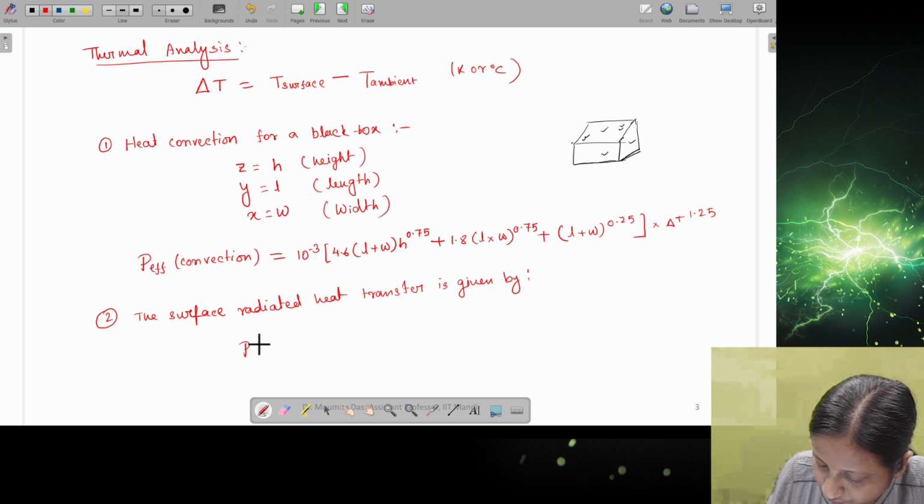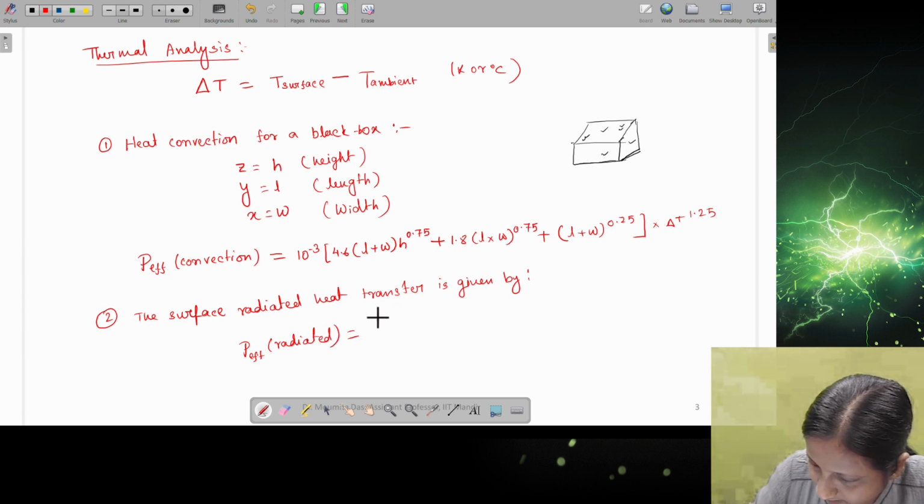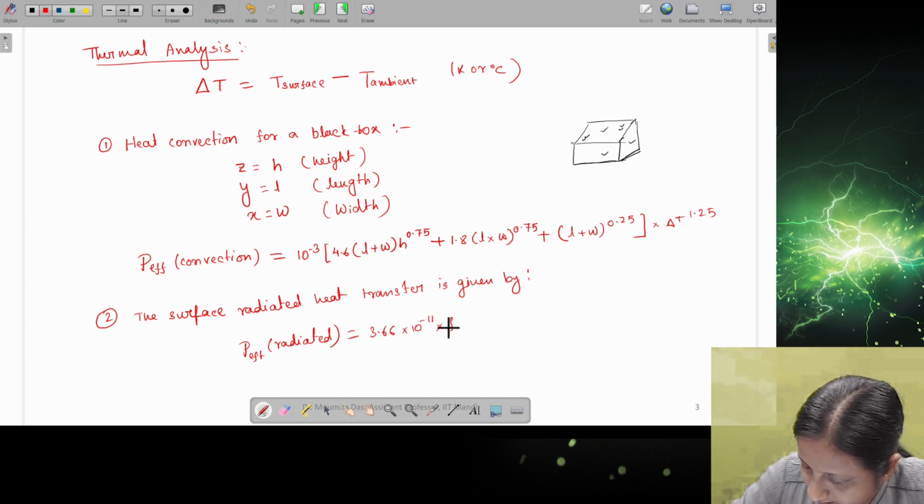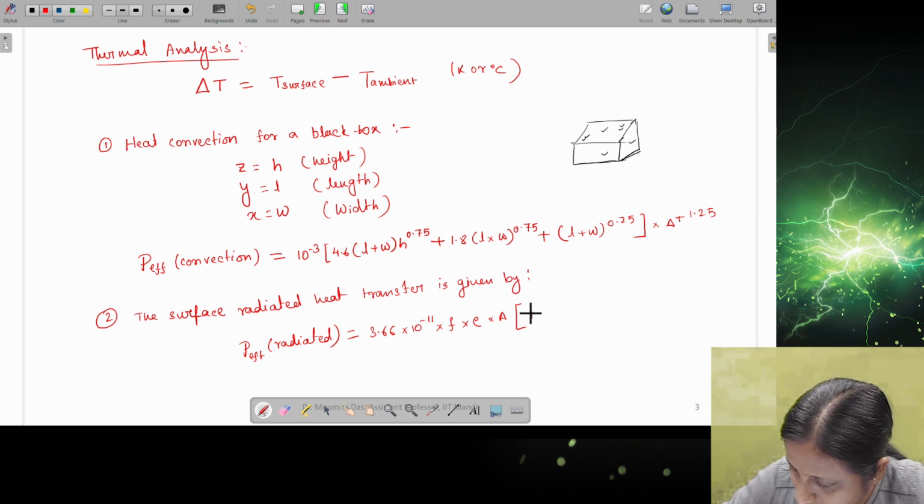So by following Boltzmann's law, this can be calculated. This is P radiated, the effective radiated power, and it can be written as 3.66 multiplied by 10 to the power minus 11, multiplied by F, multiplied by E, multiplied by A, and then T surface to the power 4 minus T ambient to the power 4.